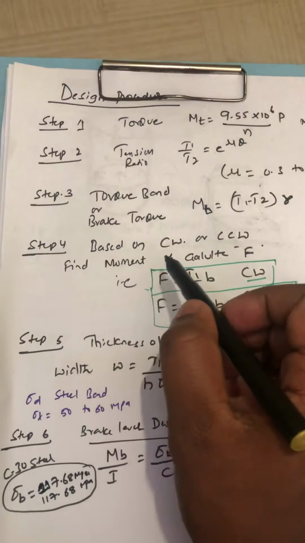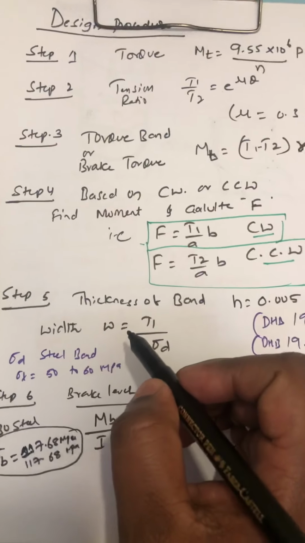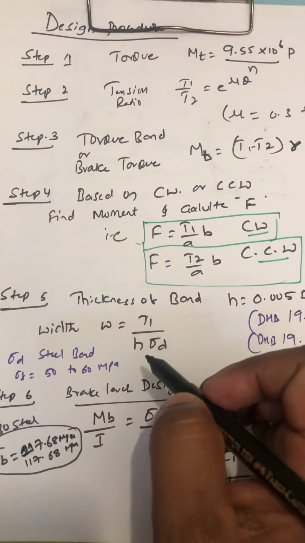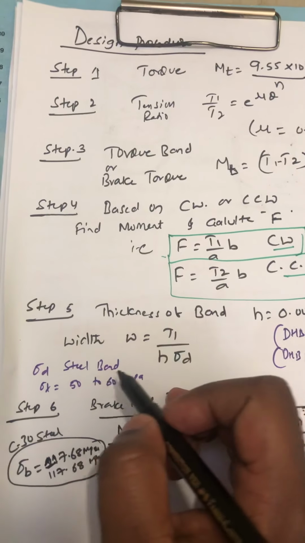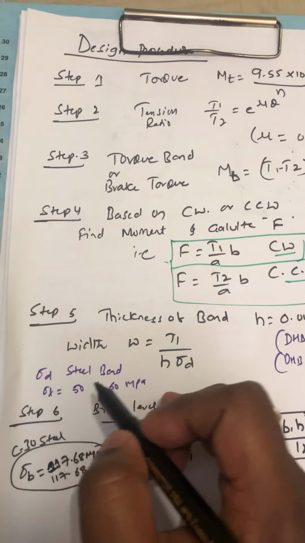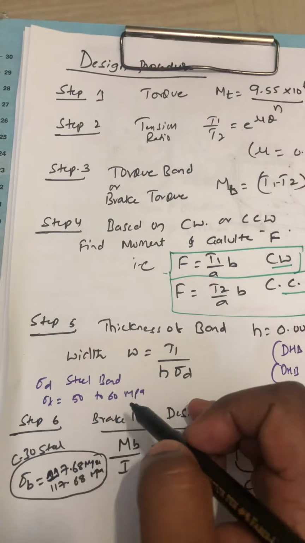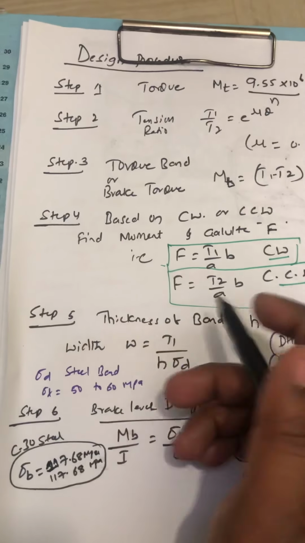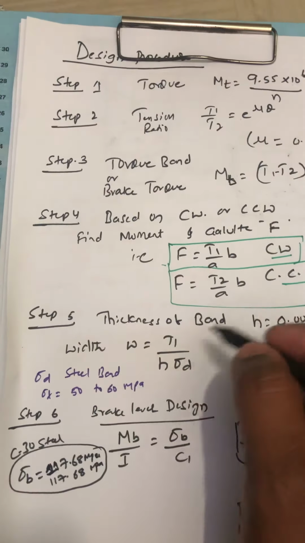Step 5, thickness of the band, H is equal to 0.005 times D. Width W is equal to T1 divided by H into sigma D. Usually we'll consider the material as steel, then the value of sigma D will be around 50 to 60 MPa. If it is not given in the question, we'll consider this value as 50 to 60. These values we get from the data handbook, 19.80 and 19.161.